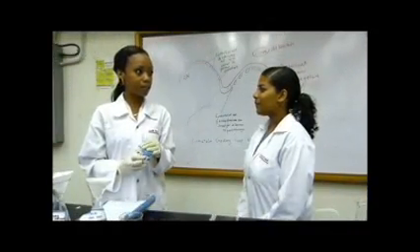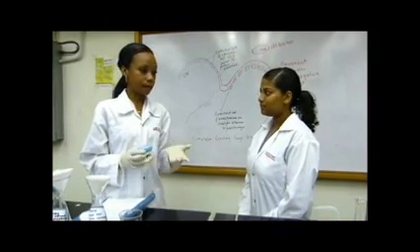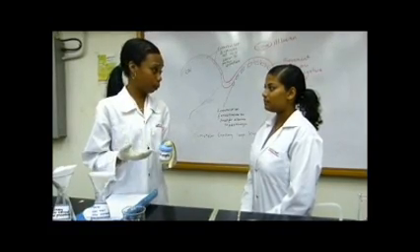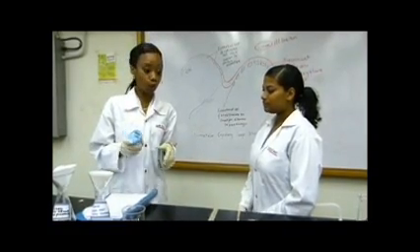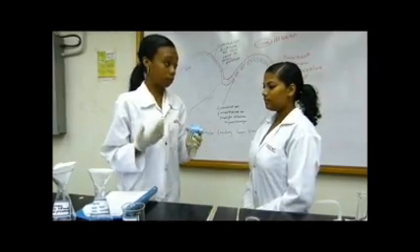Preeclampsia is basically a condition that occurs in the second half of the pregnancy, and it is characterized by the formation of supramolecular aggregated misfolded protein that is present in the urine of the mother as a result of damage done to the kidney, which is the filter system.